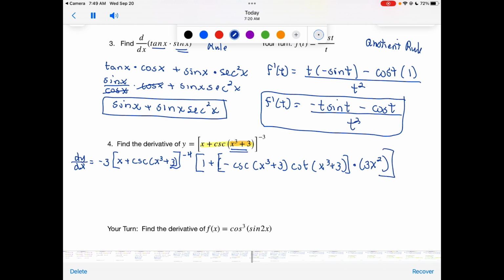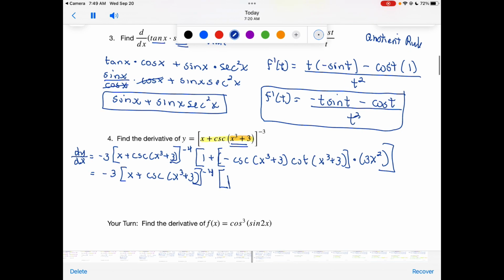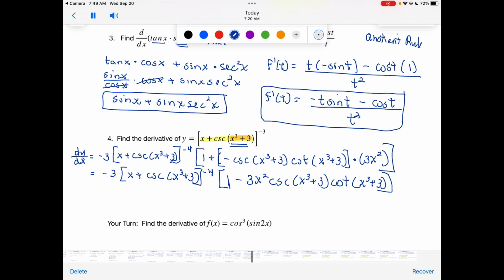Now I'm going to have to clean this up a little bit. So the derivative of y with respect to x is going to be equal to negative 3 times x plus cosecant of x cubed plus 3 to the negative 4th power. And I can leave that negative exponent since my problem had a negative exponent. Times it by 1 plus. Now I need to multiply that 3x squared by that negative 1 to get negative 3x squared. Cosecant of x cubed plus 3 times cotangent of x cubed plus 3. And that is my answer. As complex as that looks, I can't simplify that down any.